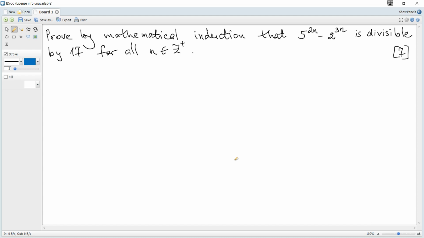Prove by mathematical induction that 5 to the power 2n minus 2 to the power 3n is divisible by 17 for all n which are positive integers. So we start as usual with the least possible value of n. It's 1 here, so we write for n is 1.